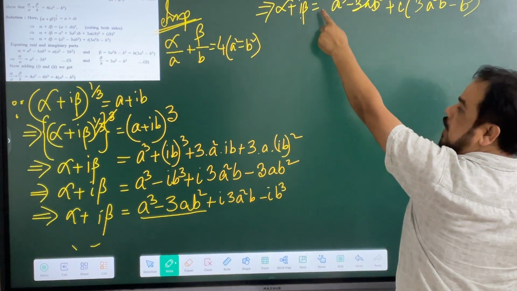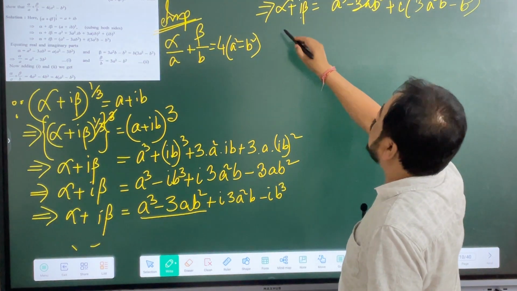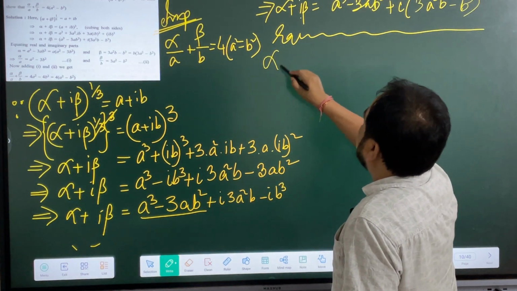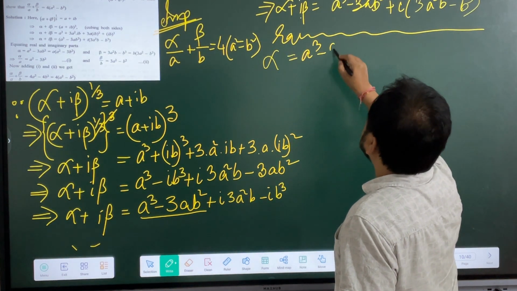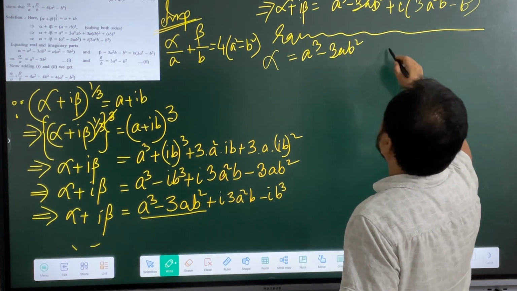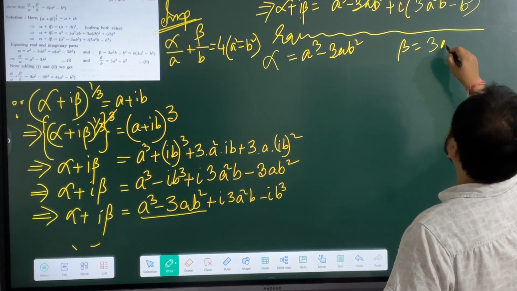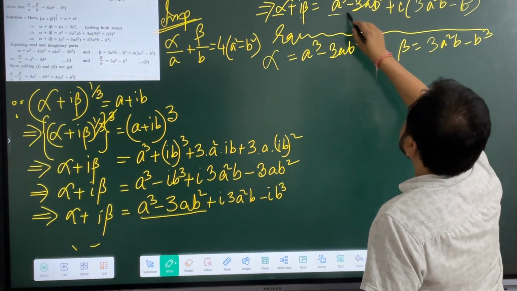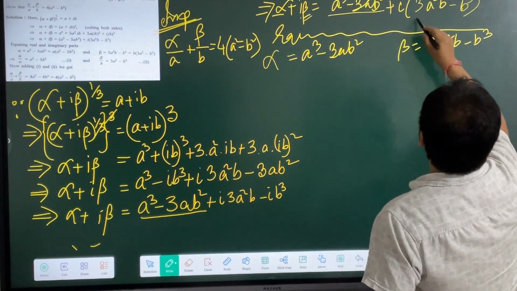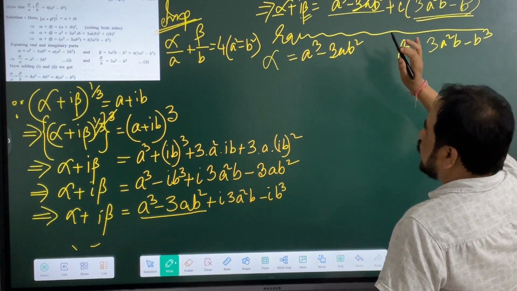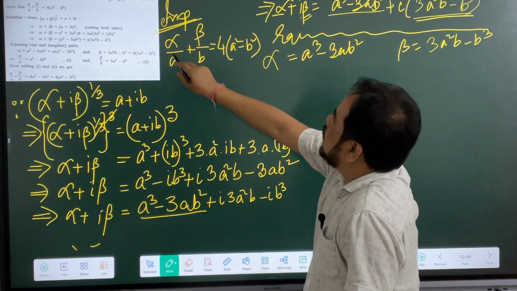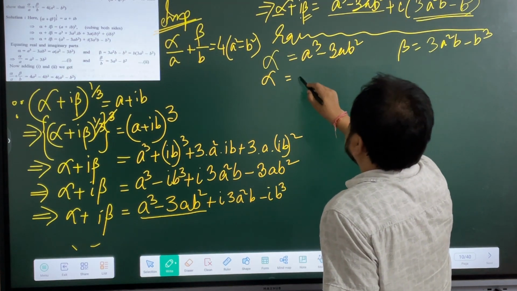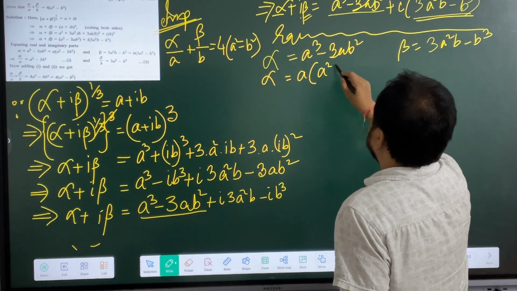In between there is an equal sign, so equating, I will not write the whole sentence. Alpha is equal to a cube minus 3ab square and beta is equal to 3a square b minus b cube. Real part with real part, imaginary part with imaginary part. Nothing new. Now what is to show? Alpha by a plus beta by b. So alpha is equal to a. Let us take common.